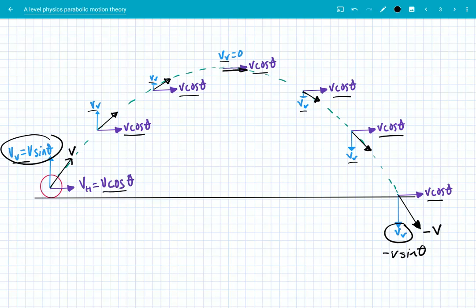Why it follows a parabola is the resultant velocity. If you were to combine these two components here, for example, you get this resultant velocity V. If you combine it here, we get the resultant velocity here. So the ball traces out a path that is traced out by the direction of this resultant velocity vector.